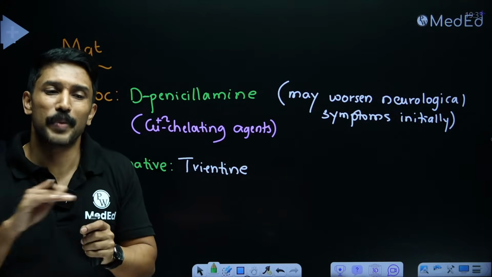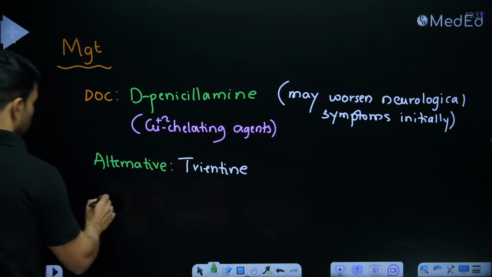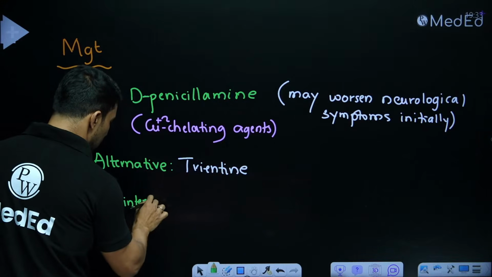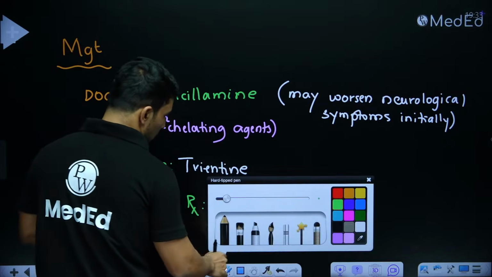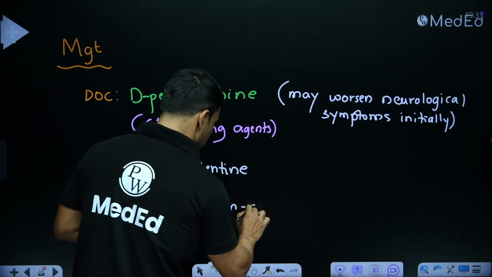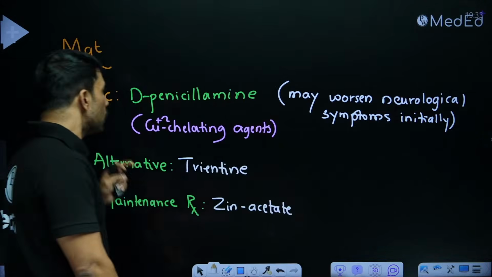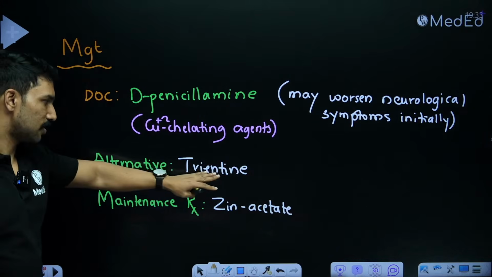But after that, for maintenance, what can I use? Yes, we can use zinc acetate. Very good. So for the maintenance therapy, even trientine can be used. But if they are asking what is the drug of choice, zinc acetate is the drug of choice for the maintenance therapy. So the overall drug of choice is going to be D-penicillamine. Alternative to that is trientine.